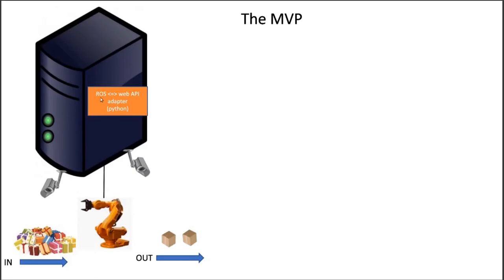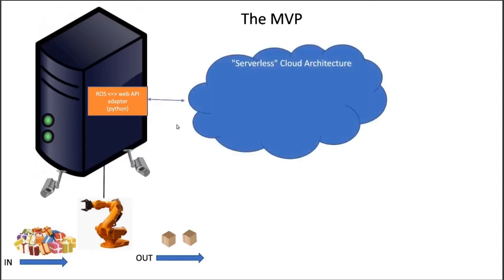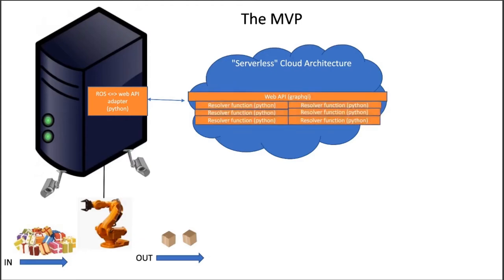This web bridge then takes that ROS request and transforms it into a web request that's sent to the cloud. And this first cloud architecture was a serverless architecture. It hits a GraphQL API, and each API endpoint is handled by one of several resolver functions. And again, these are serverless functions written in Python.